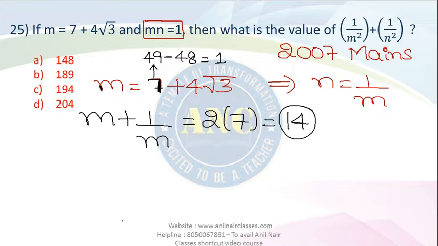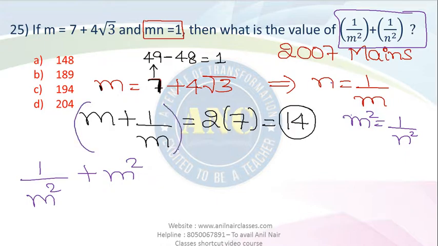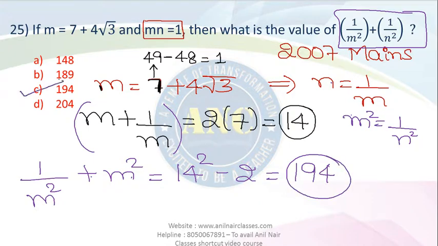But what is actually asked in the question? Question says 1 by m square plus 1 by n square. That means they are actually asking you 1 by m square plus 1 by n square. 1 by n is m, or I can write m as 1 by n. 1 by n square will be equal to m square. That means very easy now, sir. If m plus 1 by m is 14, m square plus 1 by m square will be 14 square minus 2. 196 minus 2 is 194. Answer for this question is 194.